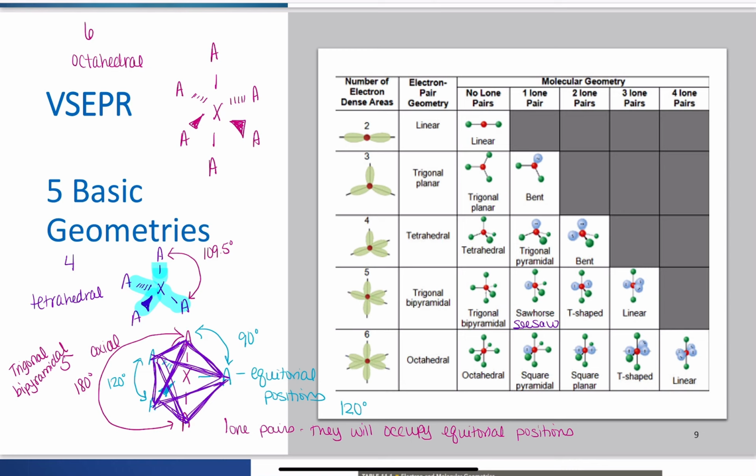Octahedral, if it loses 1, it becomes square pyramidal. Square planar, if it loses 2, or if it has 2 lone pairs. 3 lone pairs is T-shaped, and 4 lone pairs is linear. And we will work more examples with that. But you need to get these 5 base geometries down, meaning your electron pair geometry, because if you can get that down, it will help you a lot as you master your actual molecular geometry.